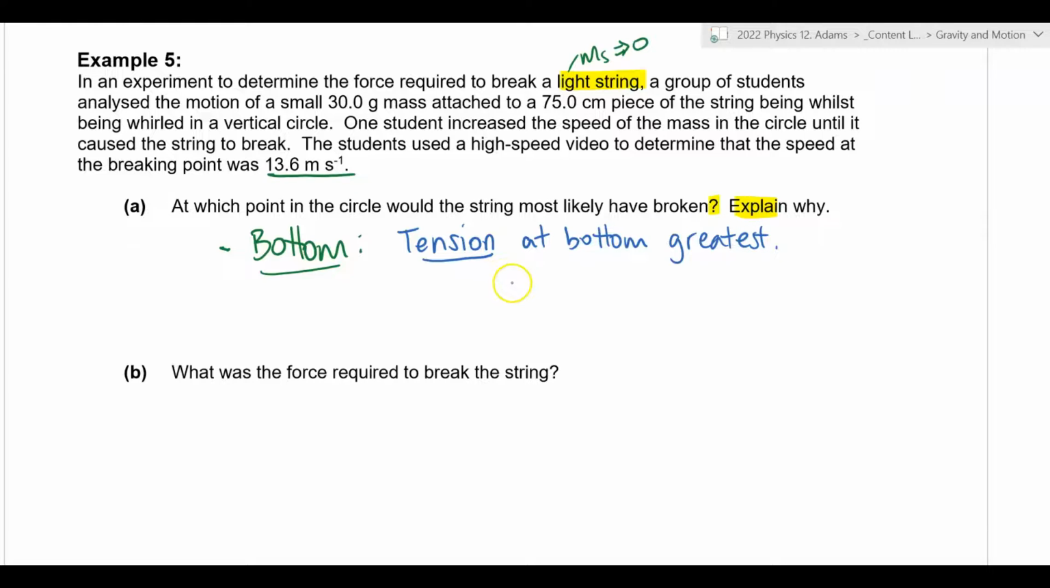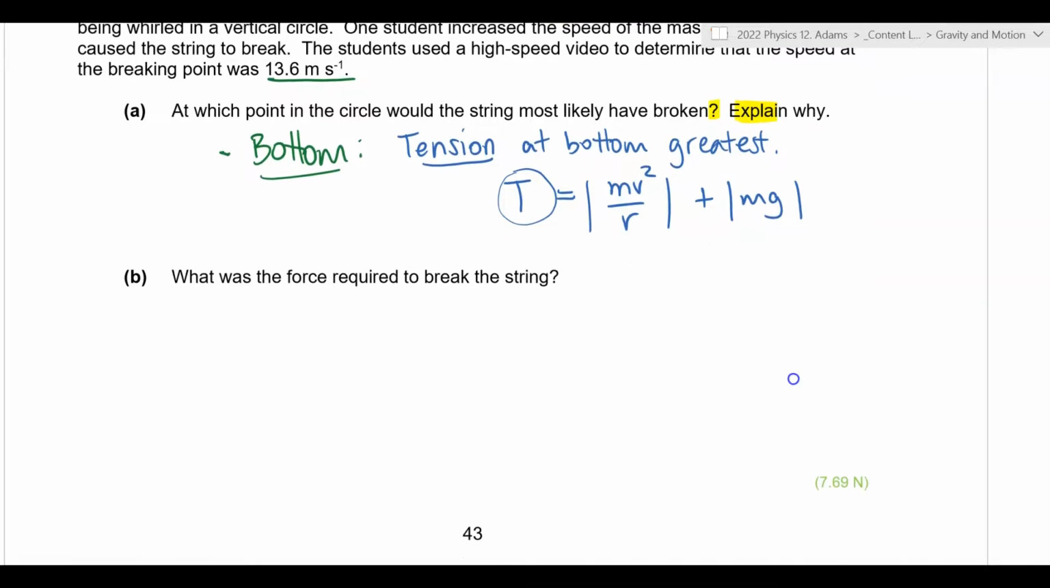But why? Because the tension has to supply the centripetal force, and we're not going to worry about directions. And at the very least, it has to overcome the weight of the object as well. So at the bottom, those two vectors add vectorially to mean that the tension has to be greatest, as we'll see in the summary diagram shortly.